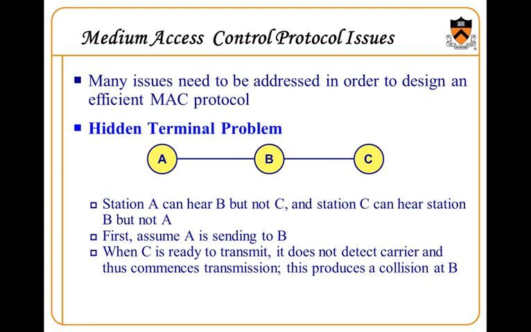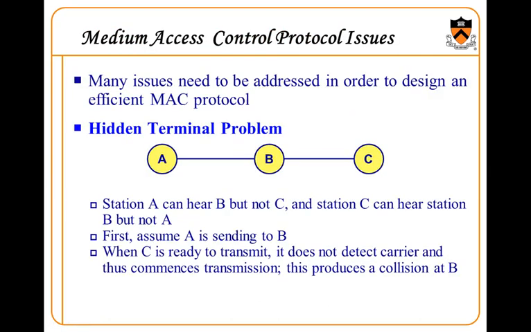So just assume that A is sending some data to B. When C is ready to transmit, it doesn't detect the carrier and thus commences transmission. As I told you, for example, if A wants to send to B and C also wants to communicate with node B, then both A and C sense the media, find that the media is free, and both transfer their data to node B. So there is a possibility that the packets collide at node B.